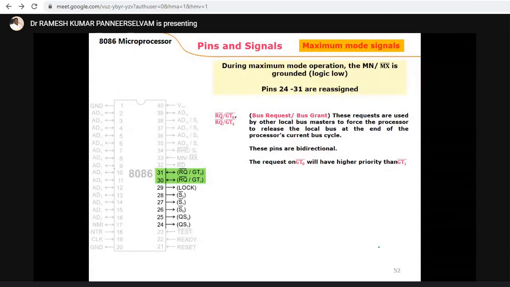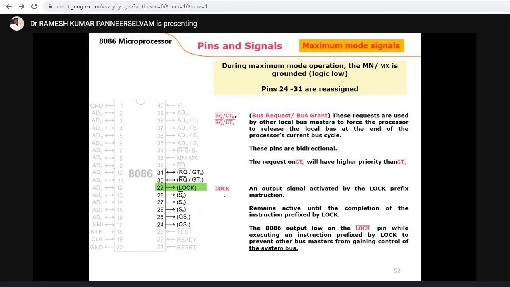Then the next one is RQ/GT0 and RQ/GT1, which are bus request and bus grant. This is a request used by the local bus master during multiprocessor operation. When we are working in multiprocessor operation, it means one or more 8086 processors are connected in a cascade. In such a case, one master processor requests the service of the slave processor. That is indicated by this request and grant signal. It works bidirectionally: the request comes and the grant is given through this particular signal.